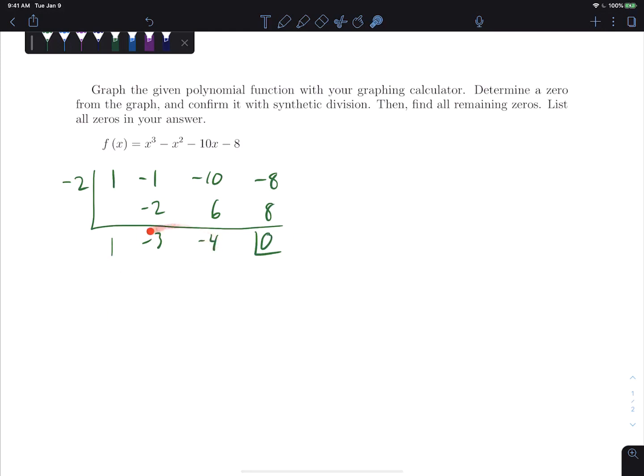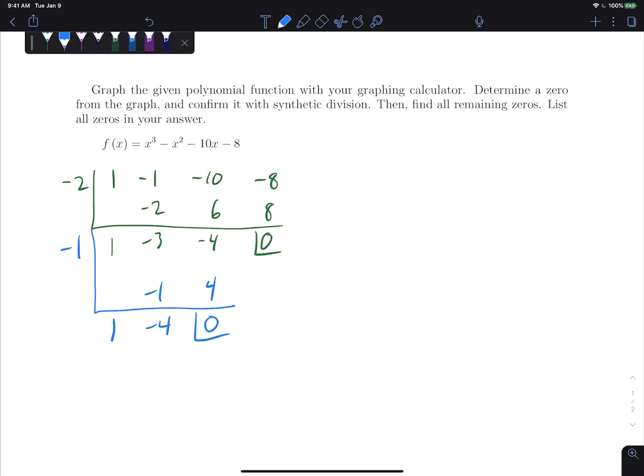Notice that you have a quadratic here. If you want to, you can make this x squared minus 3x minus 4 equals 0 and solve. Perfectly fine with that. I'm not going to, because I know for certain that the next zero is going to be -1. Bring down the 1, multiply, add, multiply, and add.